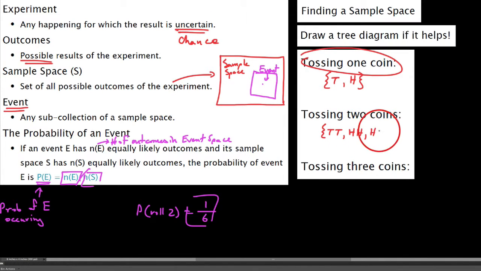And also we have to account for the fact we could get a heads on the first coin, a tails on the second one, or a tails on the first one, and a heads on the second one. But this would be the set of all possible outcomes. You can see that it's 4 times as many as what we started with.